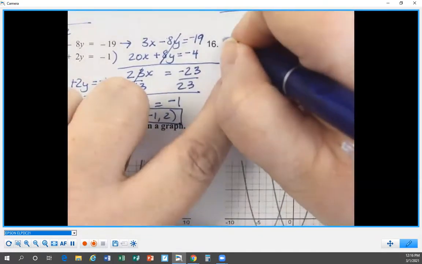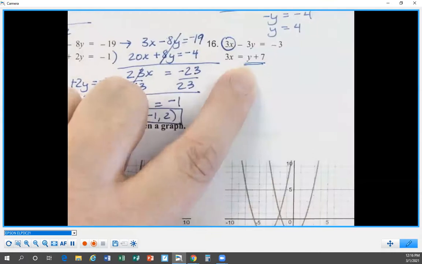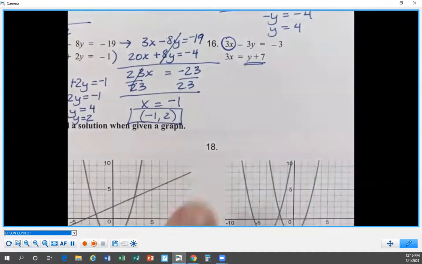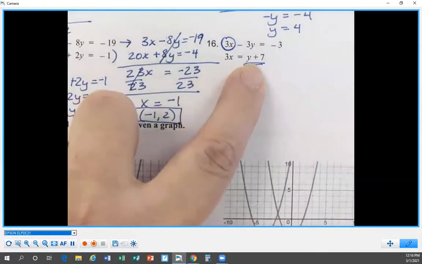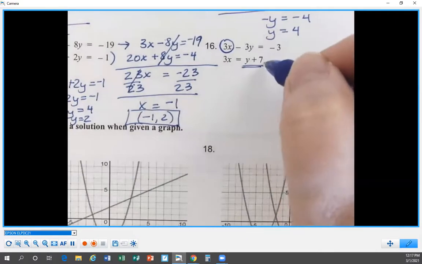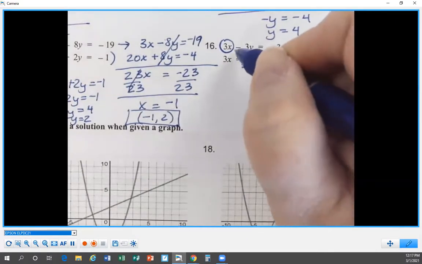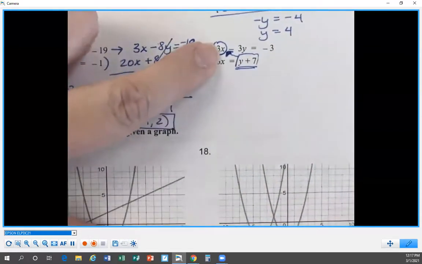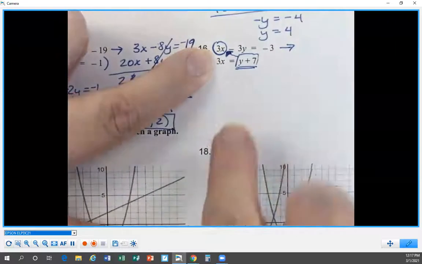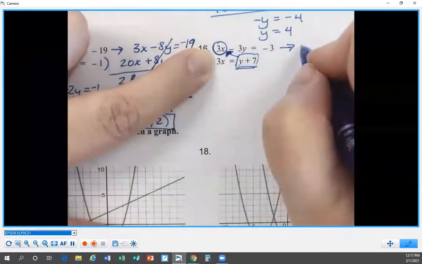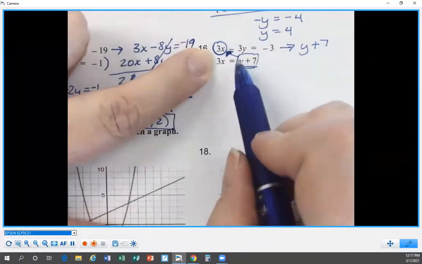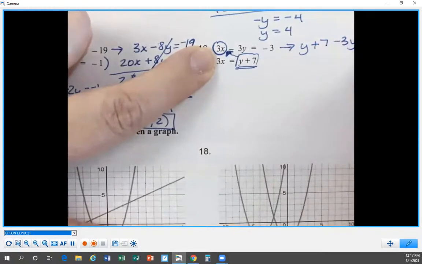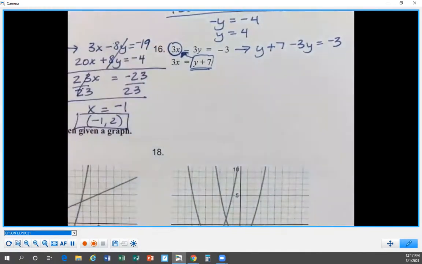So if I want to, instead of writing 3x, what can I write instead? I can write y plus 7, because I know that 3x is equal to y plus 7. So I can take this and substitute it right in here. And that gives me a one variable equation. So instead of 3x, I'm going to say y plus 7, and then bring over the minus 3y equals negative 3.